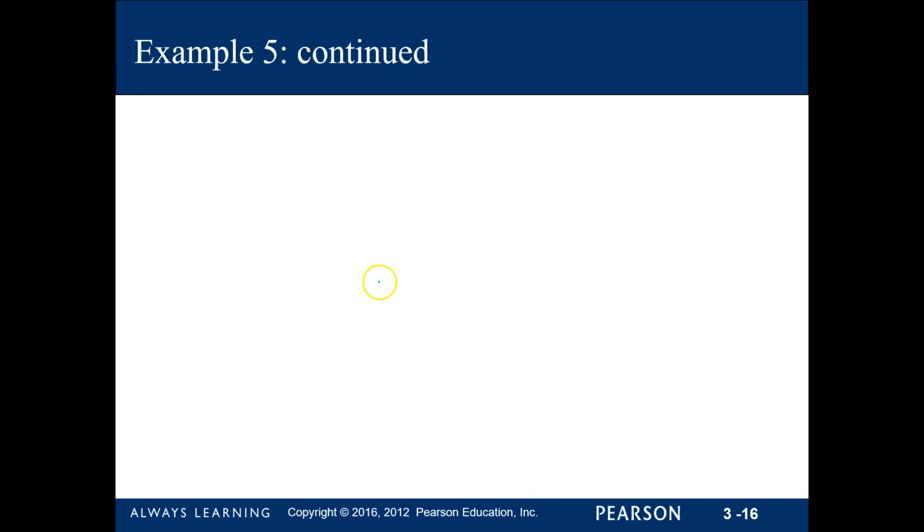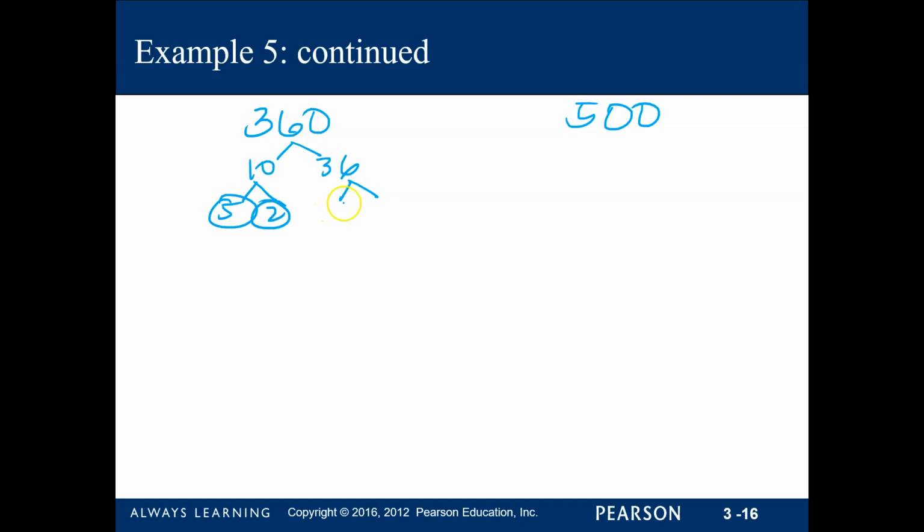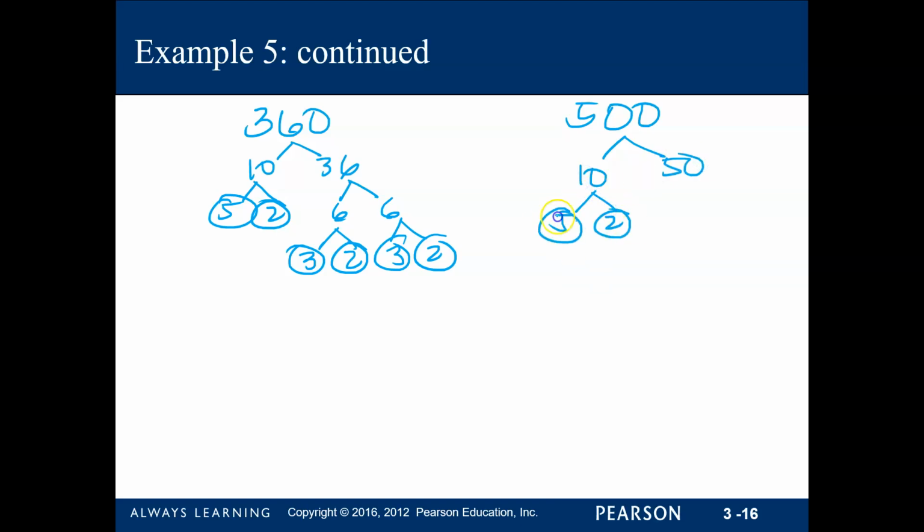So let's have another example on this case. Let's have 360 and 500. All right, so easy division here by 10. Okay, and then 10 will be 5 and 2, primes. So 36 will be 6 and 6. This is 3 and 2, 3 and 2. All right. 500, again, 10 and 50. 10 is going to be 5 and 2. 50 is going to be 5 and 10. And 10 is going to be 5 and 2.